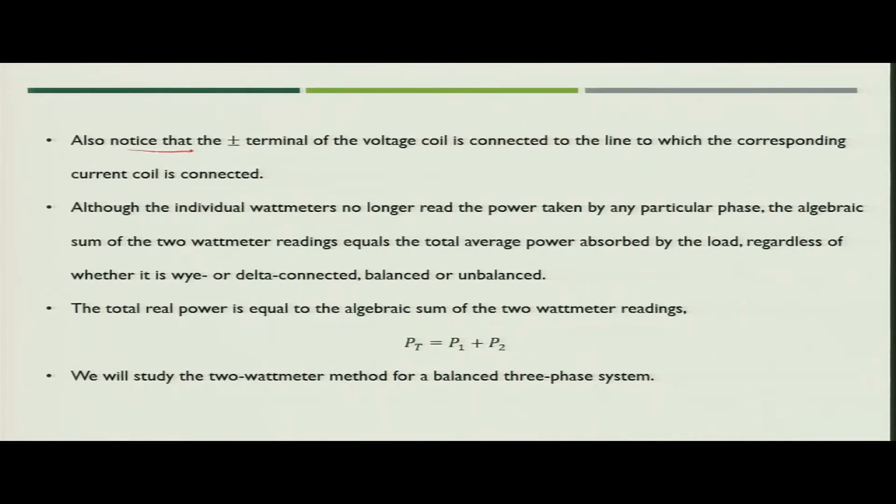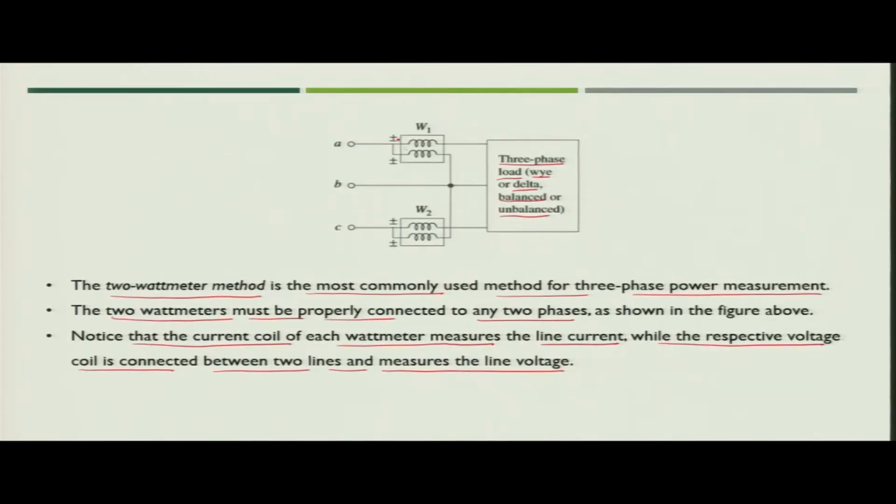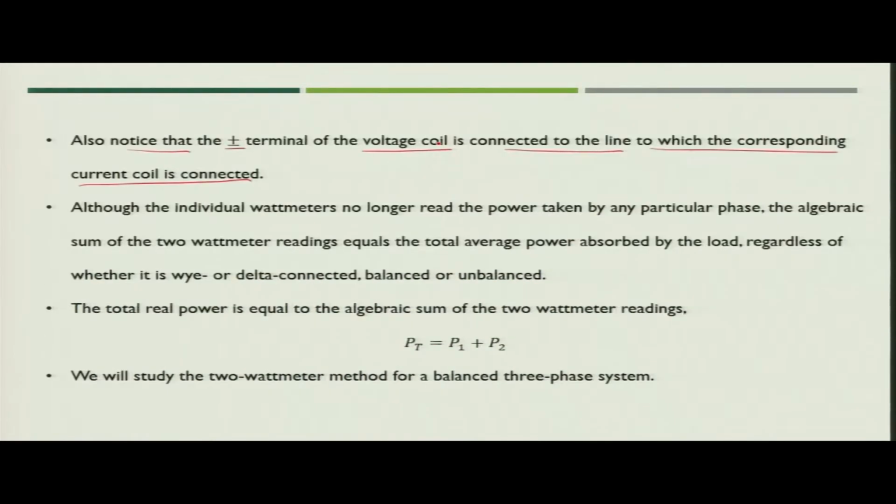You also notice that the plus minus terminal of the voltage coil is connected to the line to which the corresponding current coil is connected. So, if you see the direction of the wattmeter connection, you will connect the potential coil from where the current coil is connected.